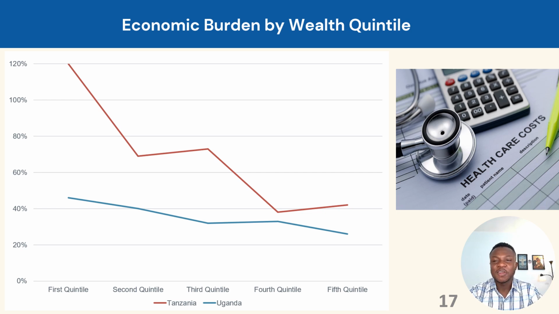This slide shows the economic burden by wealth quintile. Economic burden in this case represents the cost of transport, lost income, and out-of-pocket expenditures relative to monthly household discretionary income. The first quintile represents those who are the poorest, while the fifth quintile are those who are the wealthiest. The downward sloping lines show that the poorest generally incur greater costs relative to household discretionary income, while the wealthiest incur a relatively lower financial burden. This is an indication of the inequities and burdens incurred by the poorest in Tanzania and Uganda.